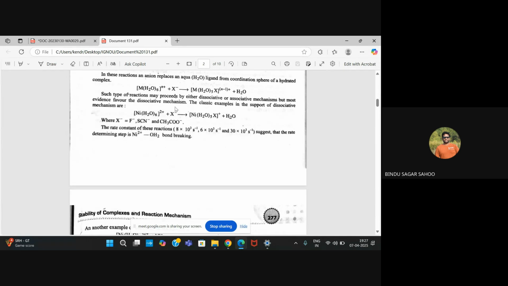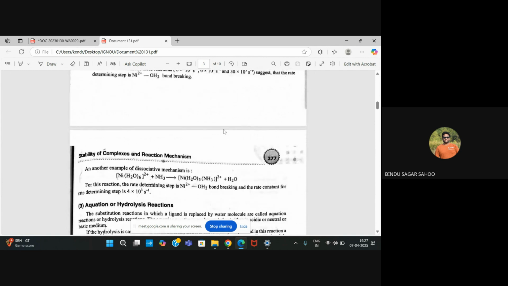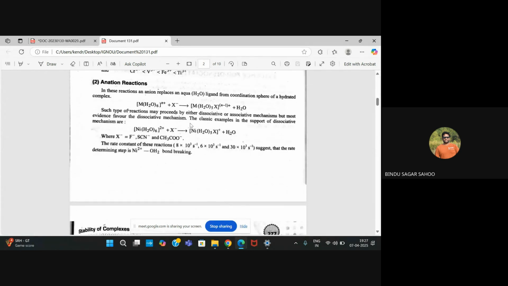The incoming ligands may be fluoride, thiocyanate, or acetate, and you can check the rate constant order here. Out of these three incoming ligands, for the acetate incoming ligand the rate constant will be higher, and the rate of reaction will be higher. So these are the experimental data you need to remember.